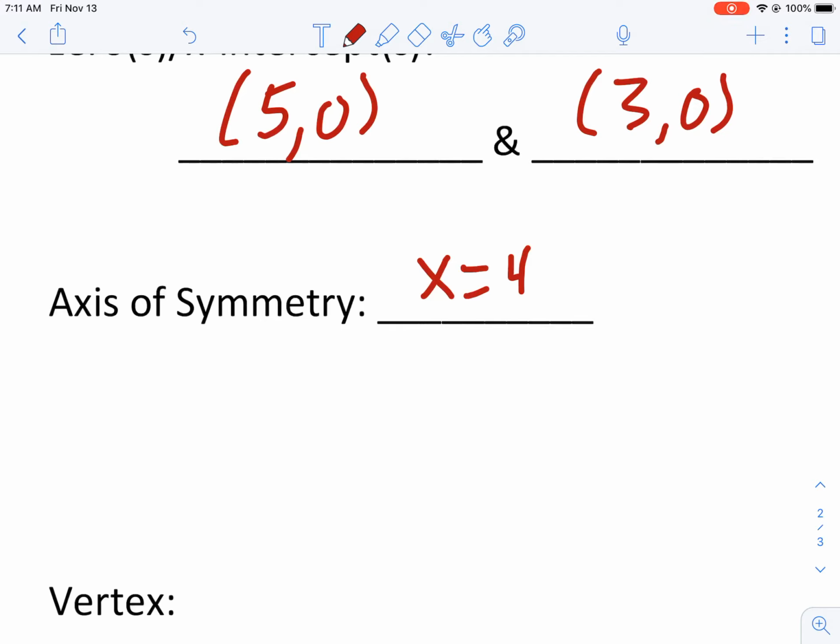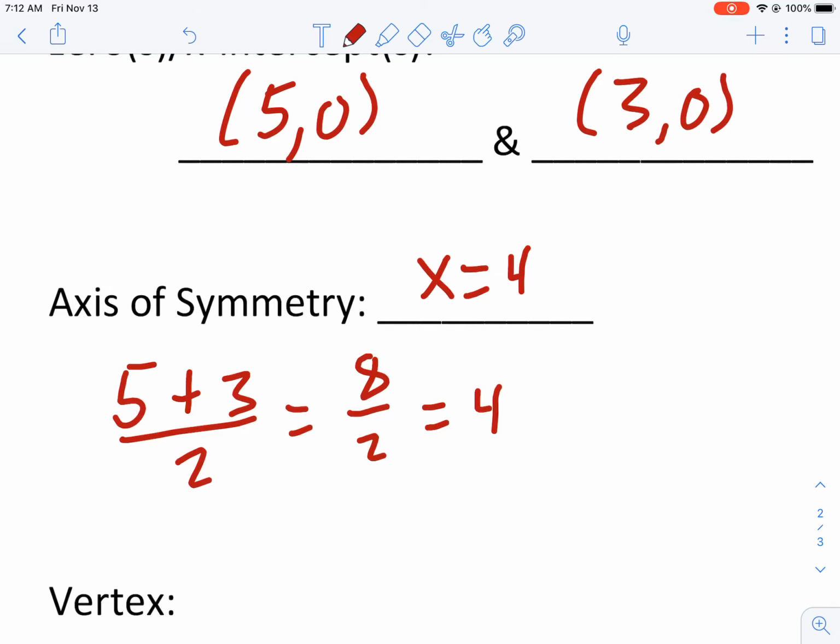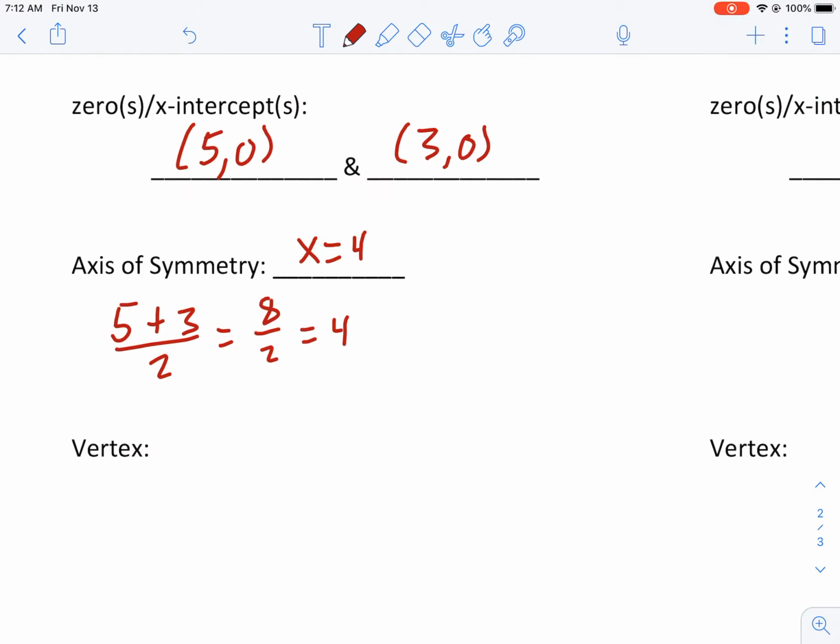If you want a math way with the numbers, the axis of symmetry is always the mean of your two numbers, whatever your x-intercepts are. So if you remember, the mean is add them together, divide by 2. If we do that, we get 8 divided by 2, which is 4. So this is a way that always works. It's just in case you wanted it.